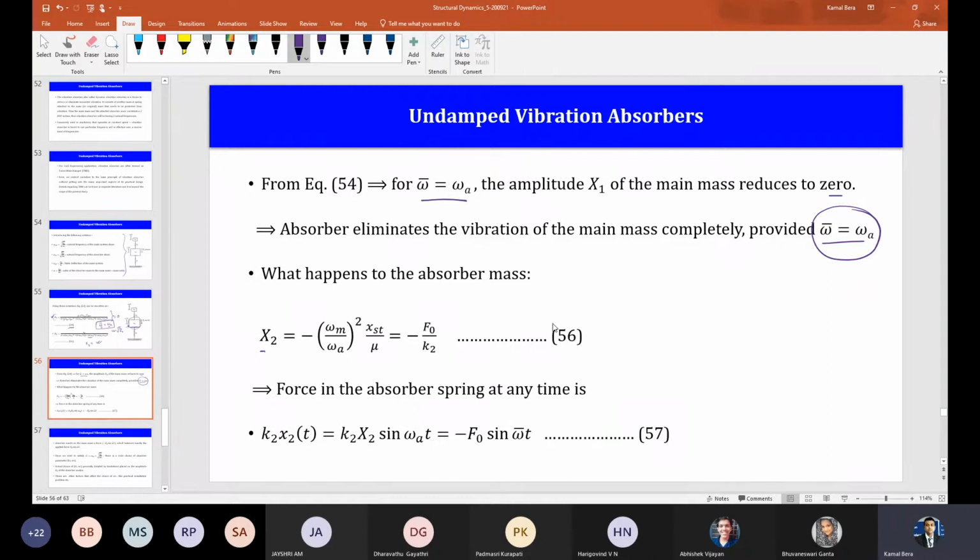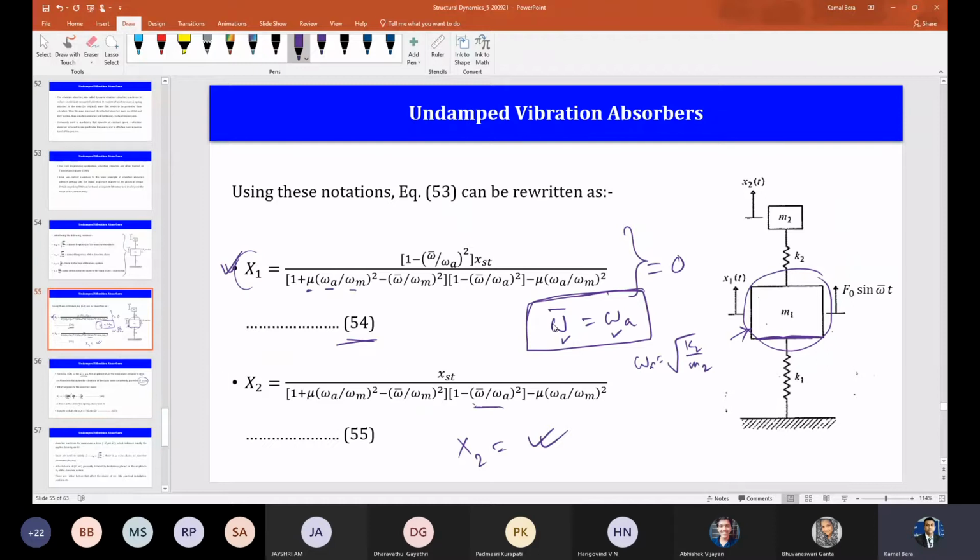So what is the force in the absorber spring? Just to see what is happening there. The absorber spring is k2, right? So k2 into small x2. Is it clear why it is k2 into small x2? Clear, right? It is the spring force in the absorber spring.